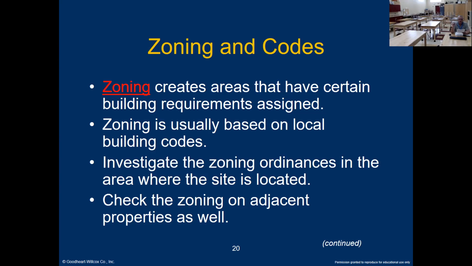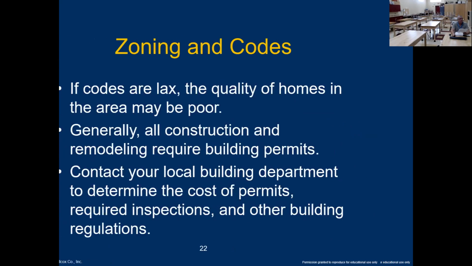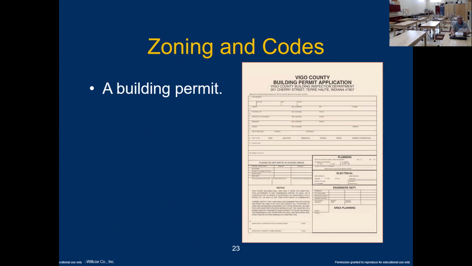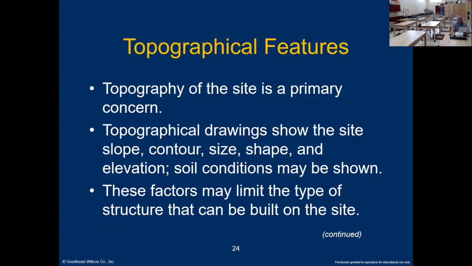Codes tell you how to build whatever it is you're building. So for example, zoning is a single family residence or an apartment building. Codes would be things like codes on your plumbing and electrical. Topographical features. We've talked about that. Those are the topographical features that we talked about. Be able to explain what those are: slope, contour, size, and shape.